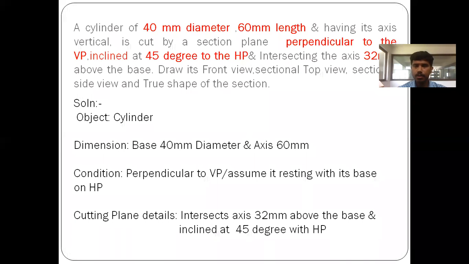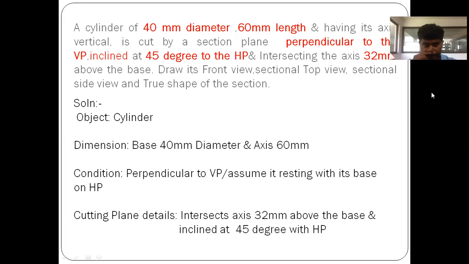So we'll be seeing this problem. As given, the cylinder is of 40 mm diameter, 60 mm length, and kept vertical. It is cut by a section plane perpendicular to the VP and at 45 degrees to the HP, intersecting the axis 32 mm above the base. These are the details. Read the questions very carefully. It is asked in the examination for 25 marks. Very simple questions. You have to understand the problem first.